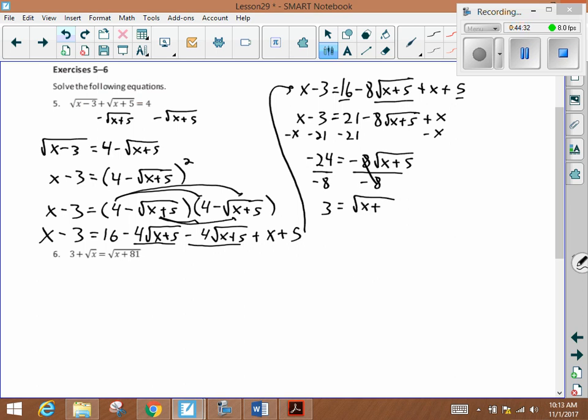How am I going to get that radical to go away? I'm going to square both sides. So that becomes 3 squared equals x plus 5, which means that 9 is equal to x plus 5. And when I subtract 5 from both sides, I get 4. Yes, they are a little long. It'll take a little while to get done. And we get to check it, which is the best part.